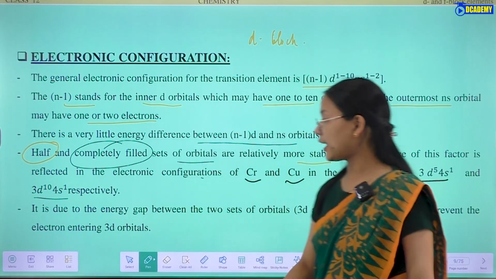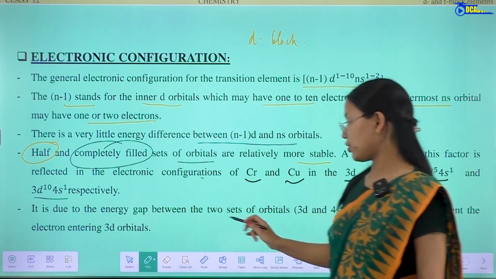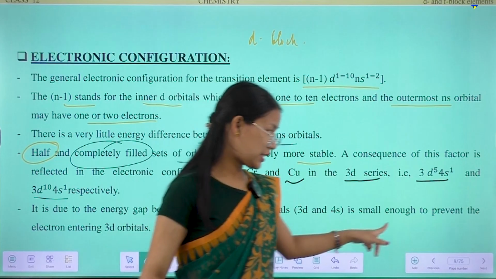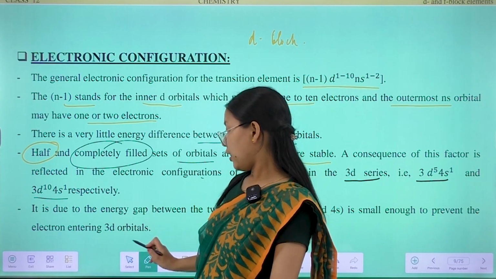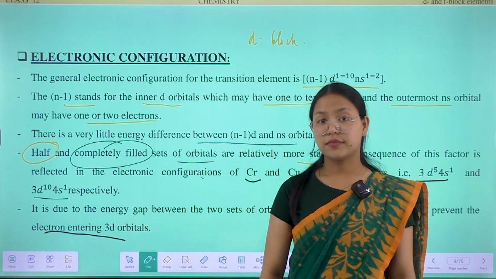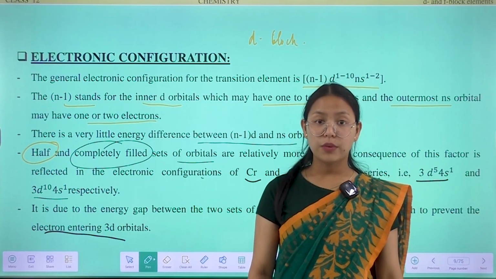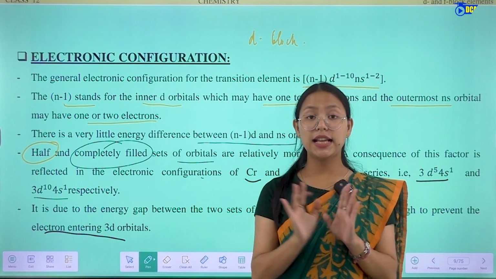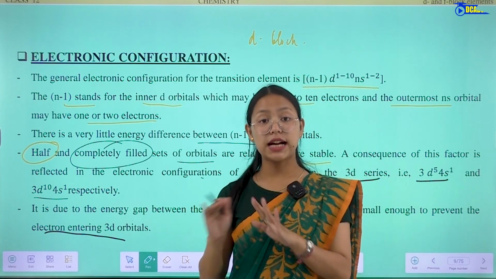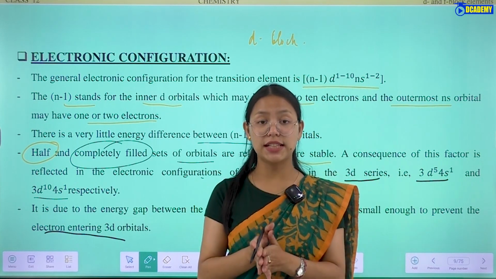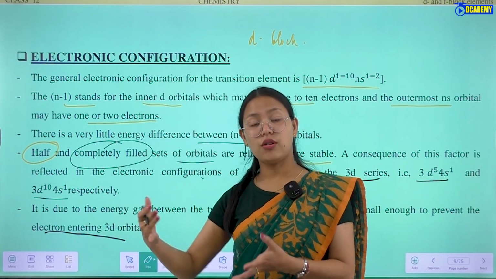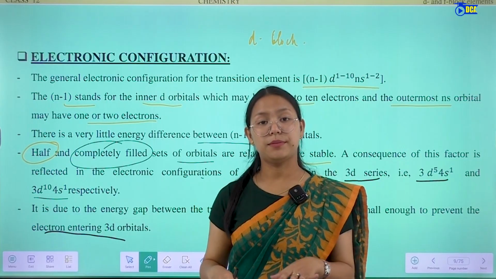Example. Here, it is due to the energy gap between the two sets of orbitals, 3d and 4s. The energy difference is so small that it prevents the electron from entering the d orbital.